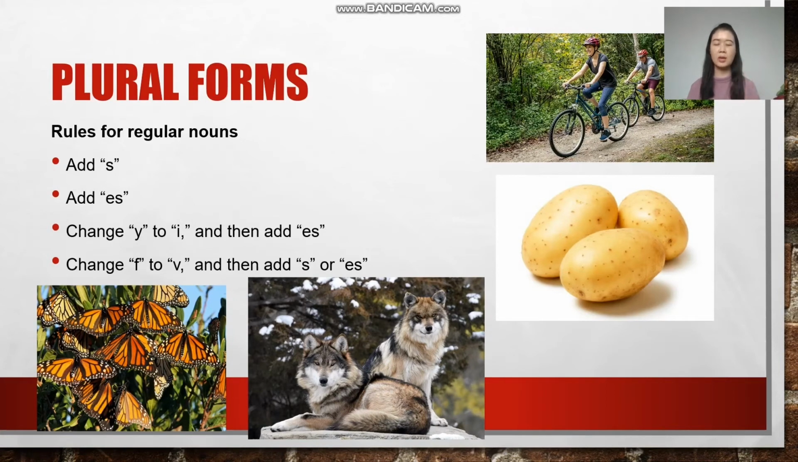T-O-Y-S. Okay. And the last example is wolf, right? Wolf. But we have 2 here. You need to change from f to v and then add es at the end. 2 wolves.